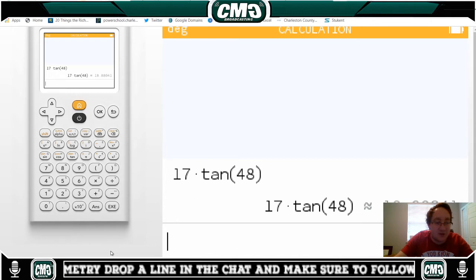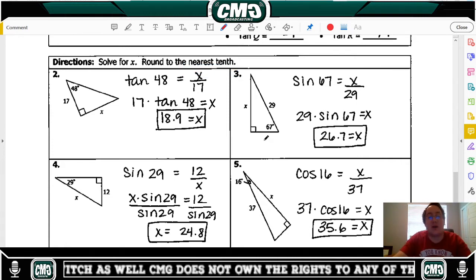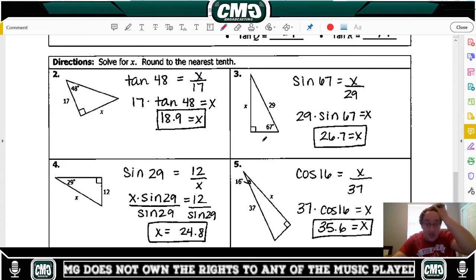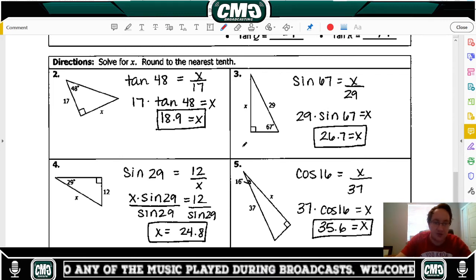If we go back to the notes, I won't go too many times back and forth between these. Now we see 18.9. That's what 18.8 rounds up to, and they did say round to the nearest tenth, so that's why we would round there. Now I'm just going to go through these. I'm not going to go through the calculator button pushes again, because we can do that. We'll just see how these setups go.